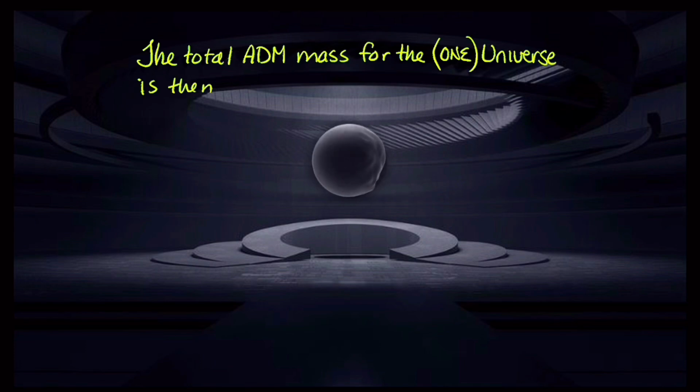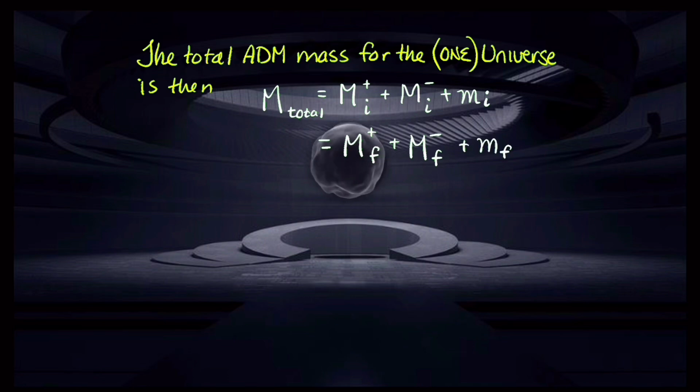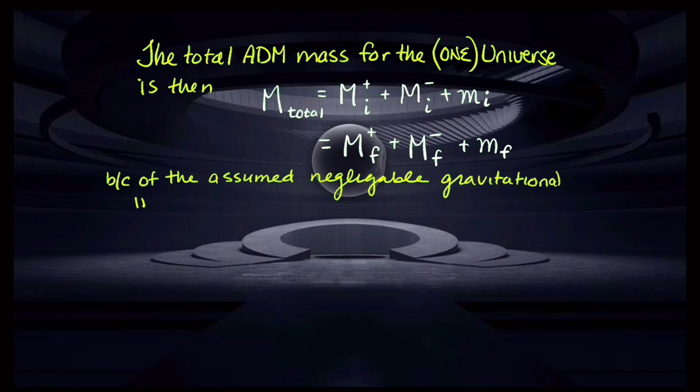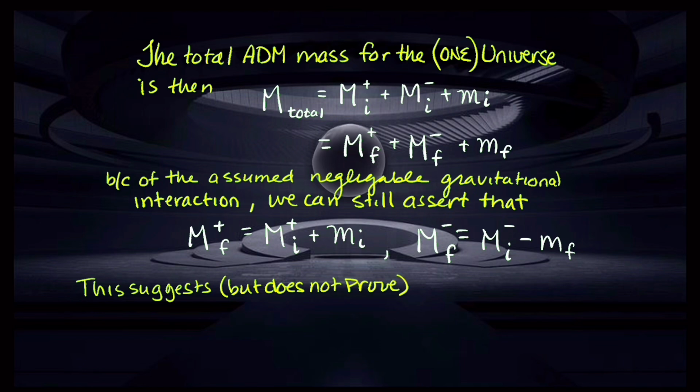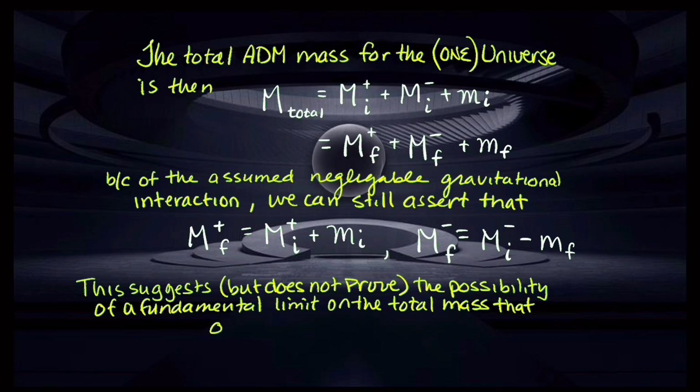Well, the total ADM mass for the one universe is given by M total, which is the total of the wormhole mouths on either end plus the initial mass going in, and that would equal the total mass of both mouths on either side in the final state plus the final mass exiting. Because of the assumed negligible gravitational interaction, we can still assert these two conditions, and that suggests, but does not prove, the possibility of a fundamental limit on the total mass that can traverse the wormhole. In other words, perhaps there is a limit to how big an object can actually go through.